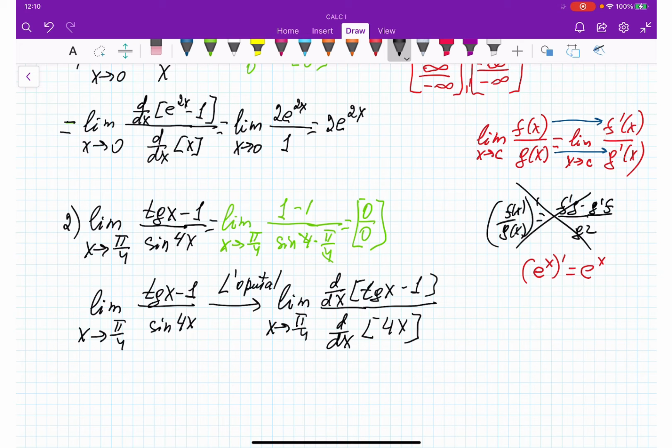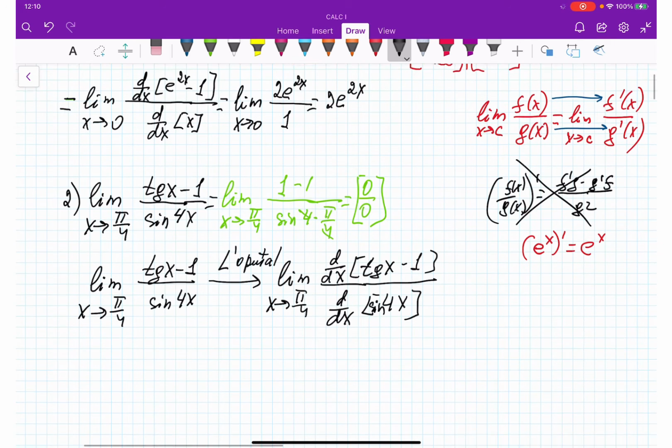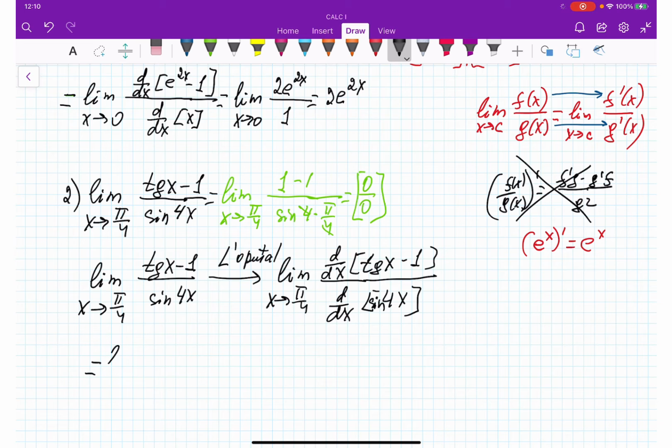Sine 4x. All right, so this is going to be equal limit x approaches to pi over 4, and derivative of tangent x is secant squared x, right? Let me add here, tangent x prime is secant squared x.